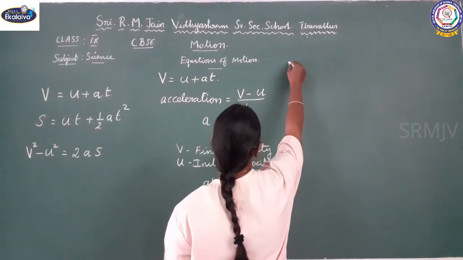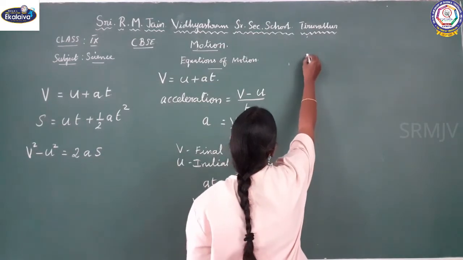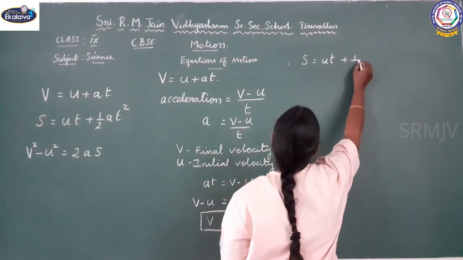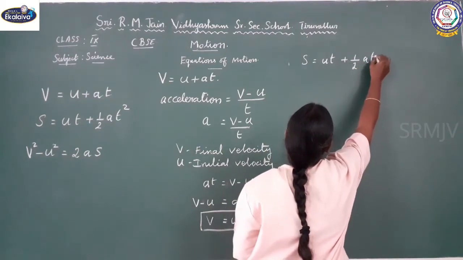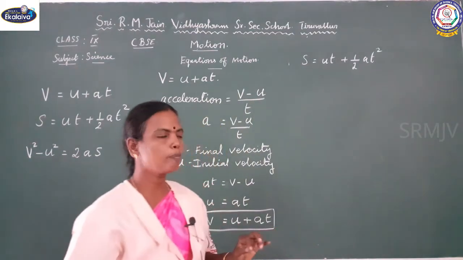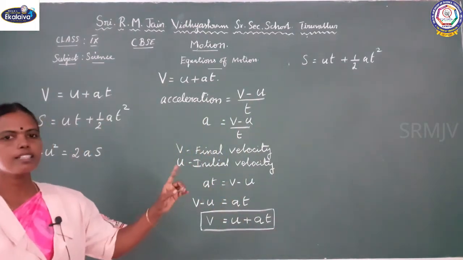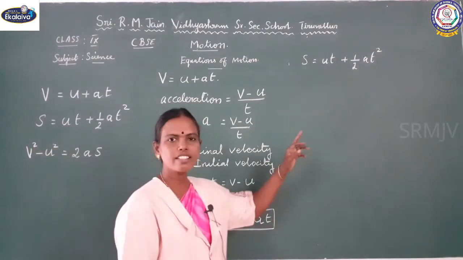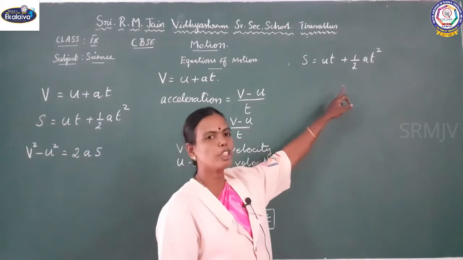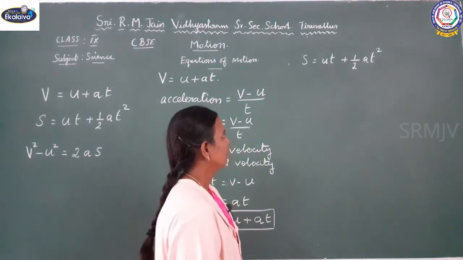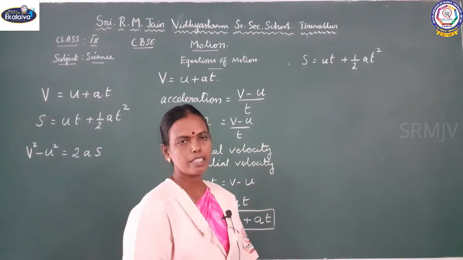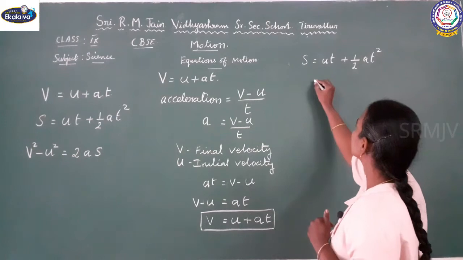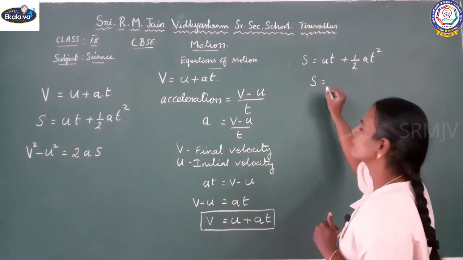What is the second equation? s is equal to ut plus half at squared. This is the second equation. Let's move on to the second equation. s is equal to ut plus half at squared. This equation is derived from displacement. What is displacement? It is represented by the letter s.